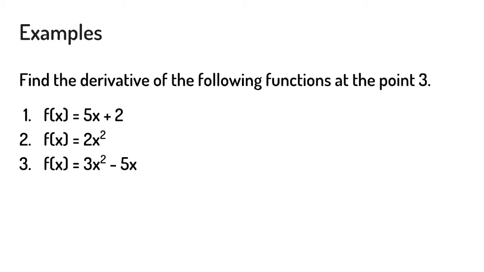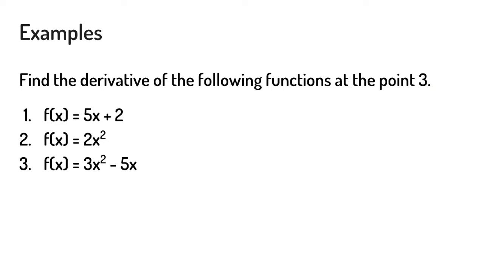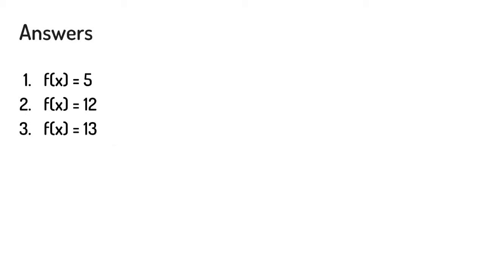So let's solve some examples and problems. Find the derivative of the following functions at the point 3. Solve it first, and then we'll be checking the answers later. So let's check the answers. If you apply either this or this function to these functions to find the derivative, then you'll get the answer of 5 for number 1, and 12 for number 2, and 13 for number 3.